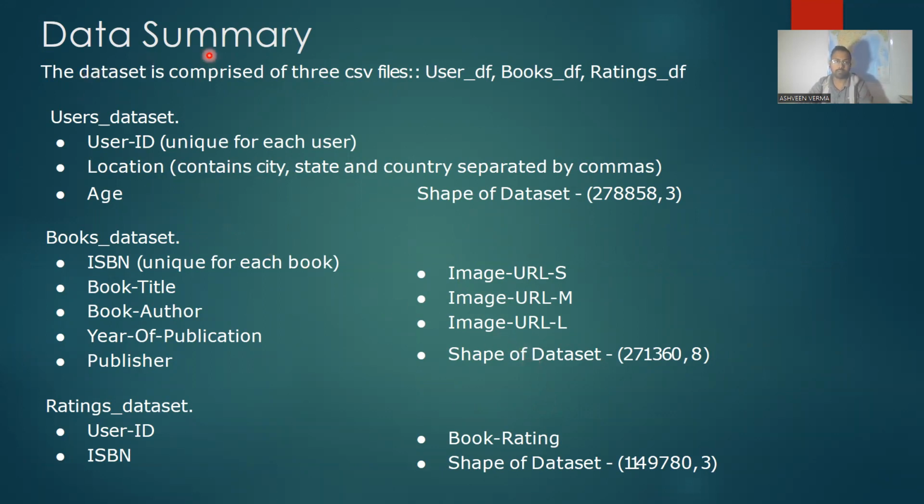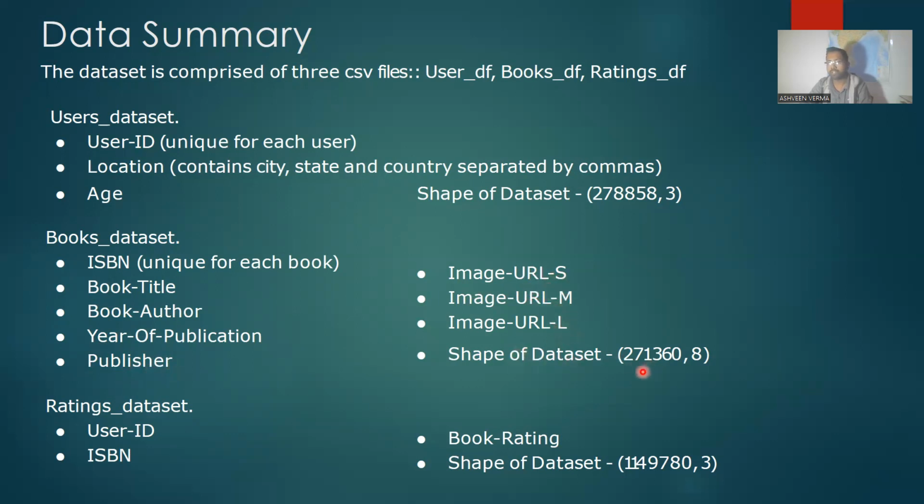So quickly go through the data summary. The dataset is comprised of three CSV files: user data frame, books data frame, and the ratings data frame. The user dataset has user ID, location, age. Shape of the dataset is 27 lakh 8,858 rows by 3 columns. The book dataset has ISBN, book title, book author, year of publication, publisher, image URL in small, medium, and large.